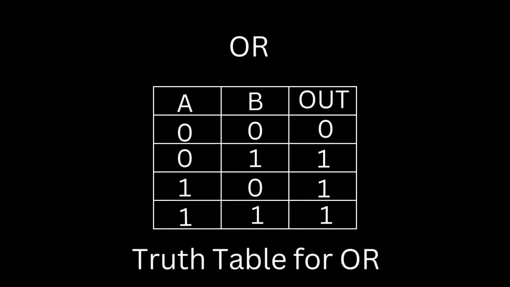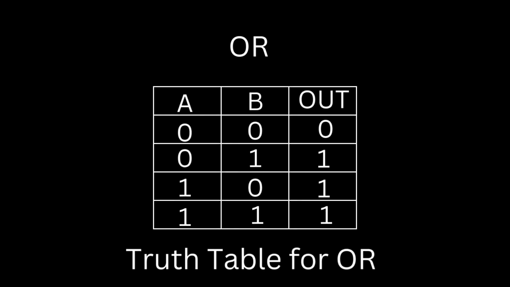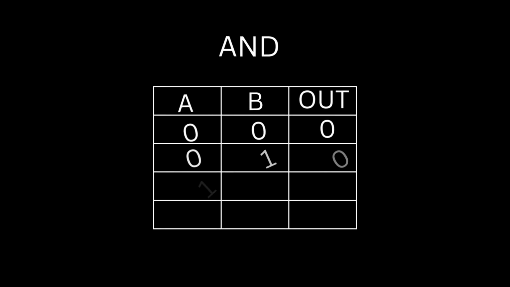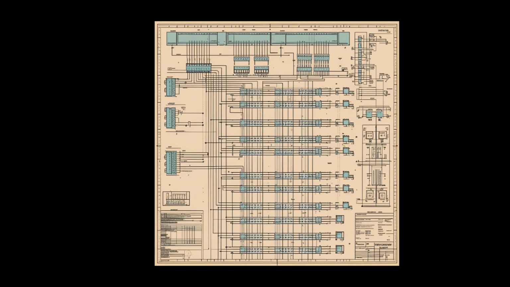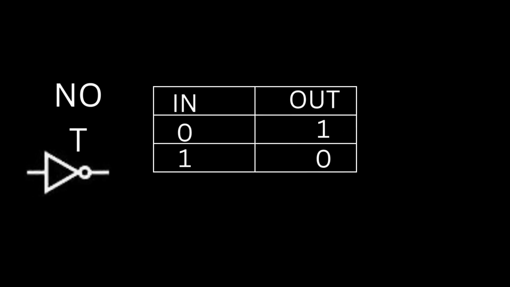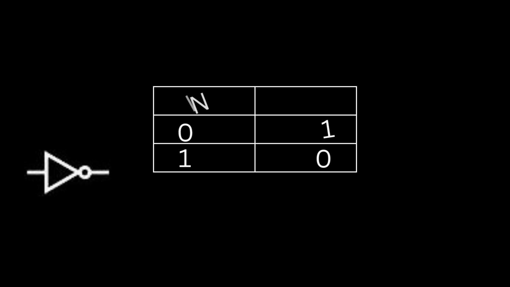In Boolean algebra, a truth table is a chart that shows all possible input values and the corresponding output. It's the simplest way to see how a logic gate or circuit behaves. Here's a quick rundown of the main gates. NOT gate, or inverter, flips the input. If you put in a 1, it outputs 0. If you put in a 0, it outputs 1.